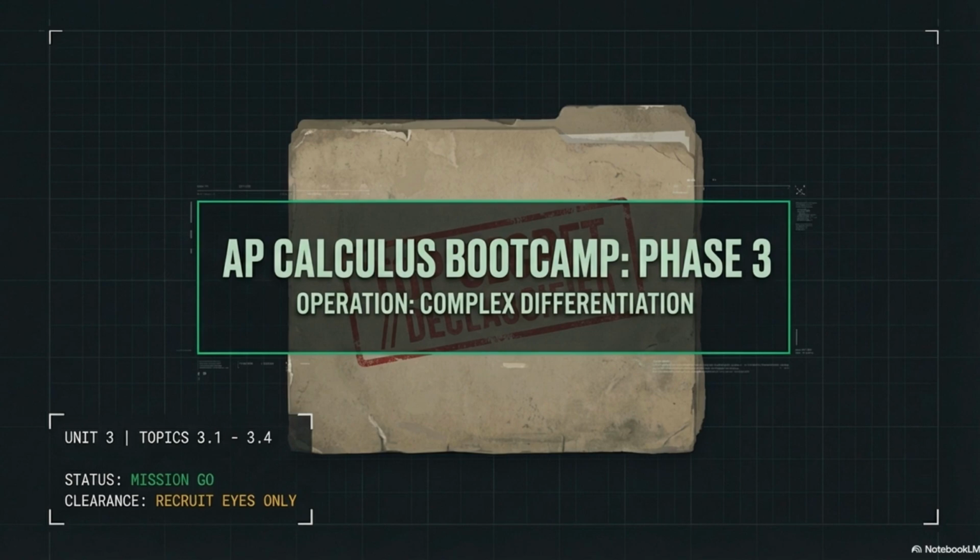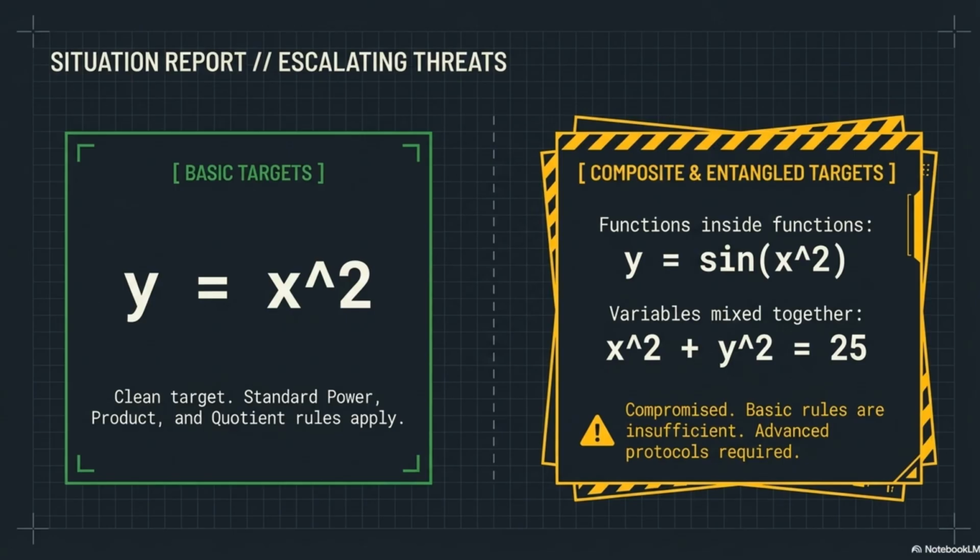Welcome back, recruits, to Phase 3 of AP Calculus Bootcamp. Your clearance has been verified. Today's mission is Operation Complex Differentiation, covering Unit 3, Topics 3.1 through 3.4. This intelligence is classified Recruit Eyes Only. Let's begin. Here is your situation report on escalating threats.